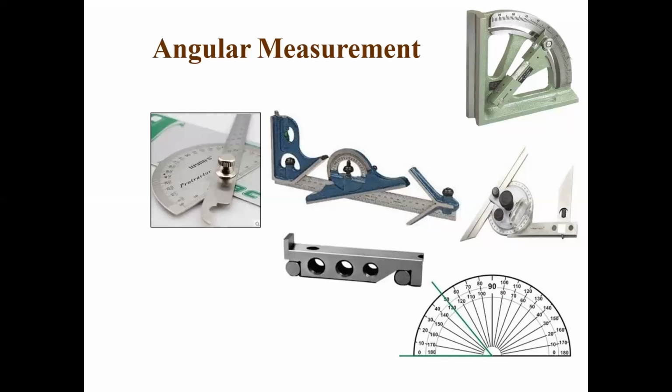If you observe the first slide, there are different angular measuring instruments. You can call this a protractor. This is a combination set, and you can call it a bevel protractor. One is a sine bar, and a simple protractor, which you use daily in your drawing, and this is the clinometer. All these are different angular measuring instruments.